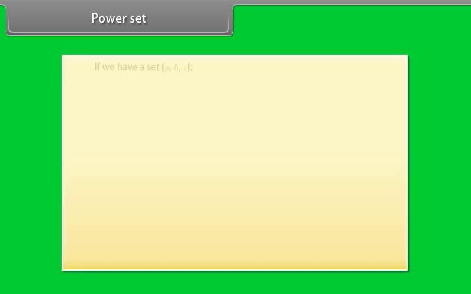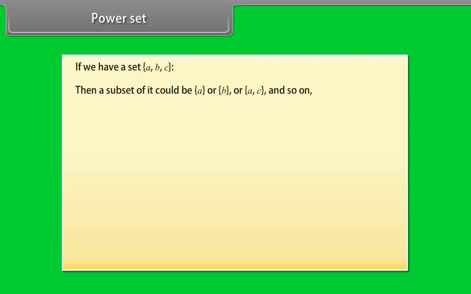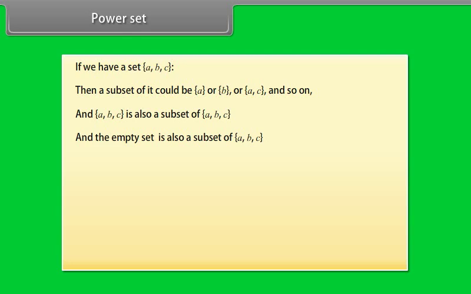Power set. If we have a set {A, B, C}, then a subset of it could be {A} or {B} or {A, C} and so on. And {A, B, C} is also a subset of {A, B, C}. And the empty set is also a subset of {A, B, C}. P(S) is equal to { {A}, {B}, {C}, {A, B}, {A, C}, {B, C}, {A, B, C}, empty set }.